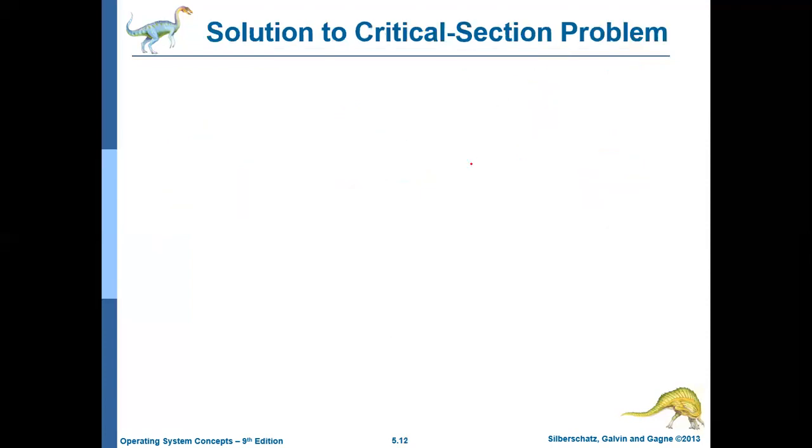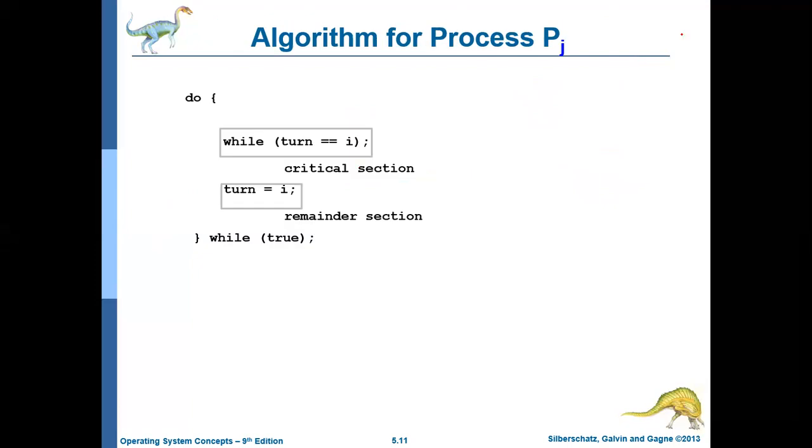Similarly, if you see the algorithm for process Pj, what it checks is whether currently it is the turn of i or not. So I'm j, and I'm checking whether it is ith turn or not. If it is ith turn, then j will wait. It won't enter the critical section.